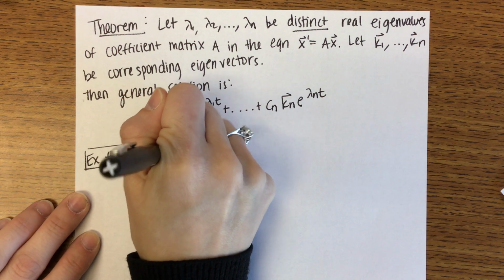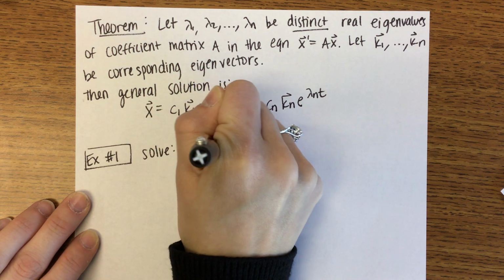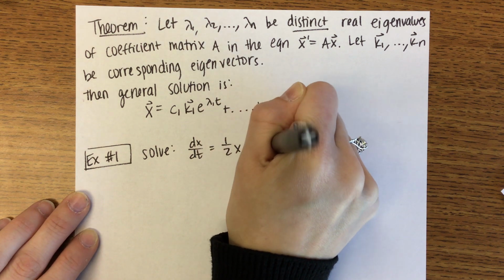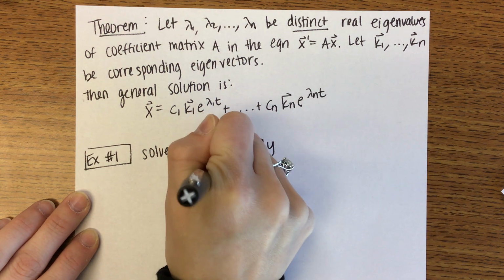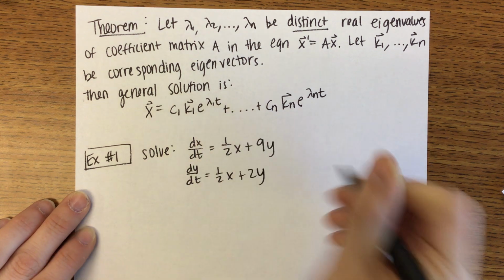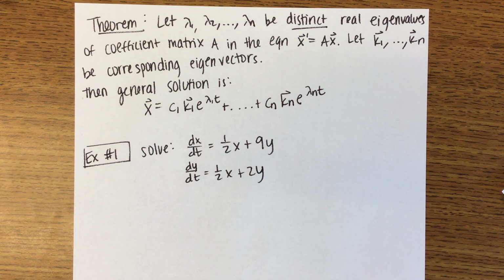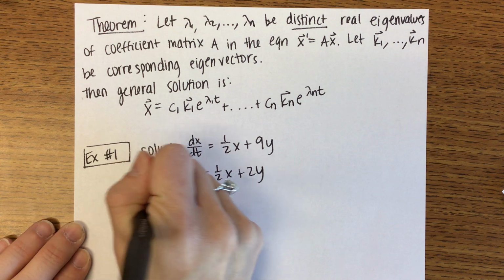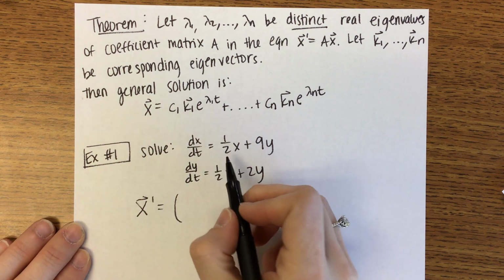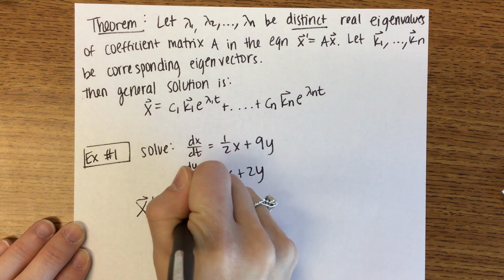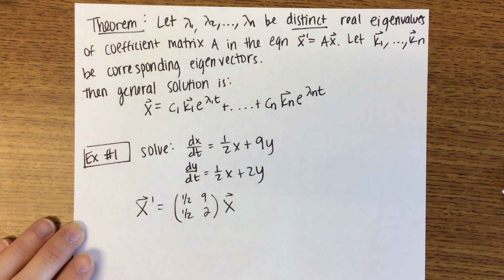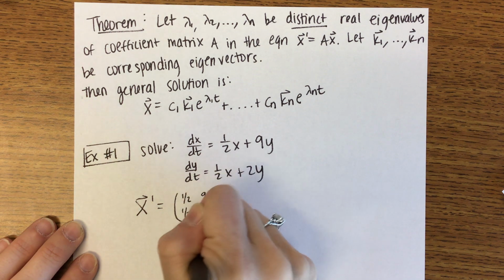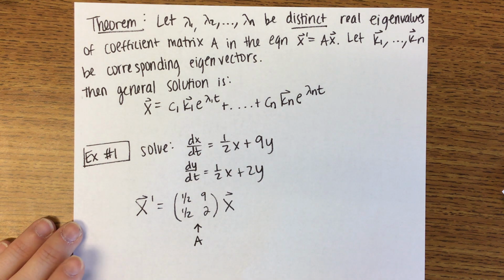Okay, here's what we are solving. dx/dt is equal to 1/2 x plus 9y. dy/dt is equal to 1/2 x plus 2y. Okay, so here's how you're going to start. First thing that you're going to do is put this in matrix form. So we get x prime is equal to, our coefficients are 1/2, 9, 1/2, and 2, times x. That tells us what matrix A is, our coefficient matrix.